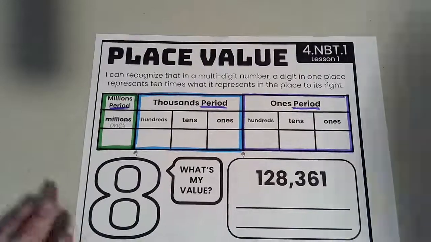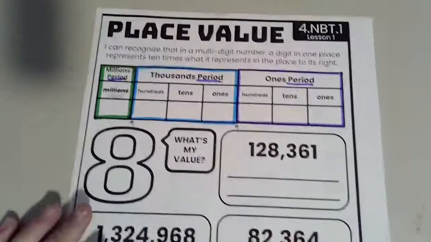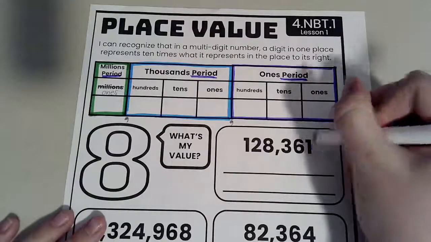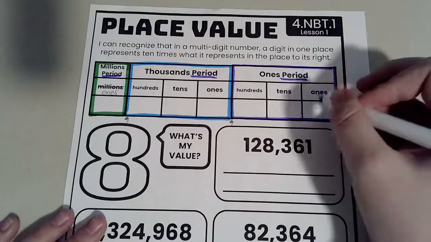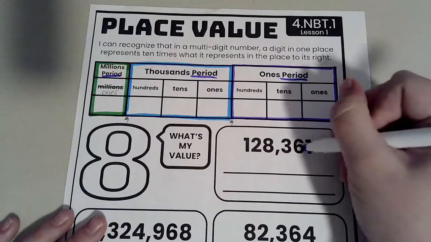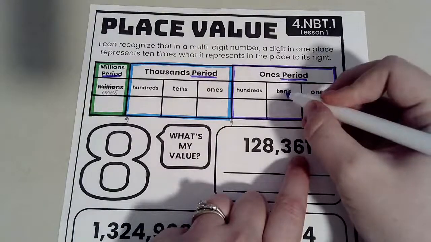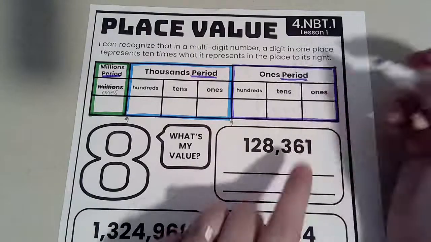Okay, I'm going to use a marker so it's nice and easy for you guys to see. You're going to use your pencil. This 1 is 1. It would go right here in the ones period and the ones place. This 6 is not just 6 ones, right? It is in the tens place. So it would be in this period here, okay?